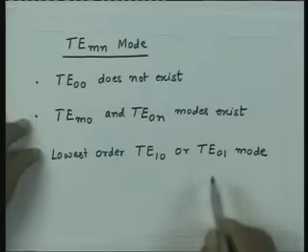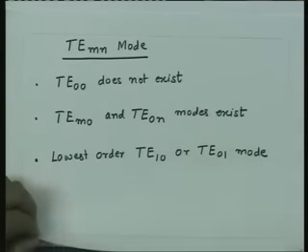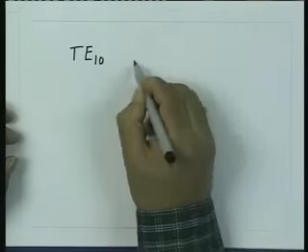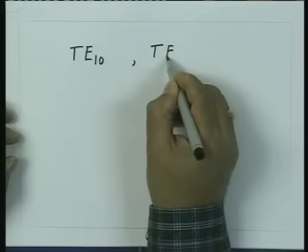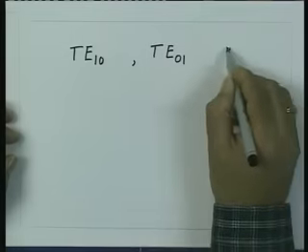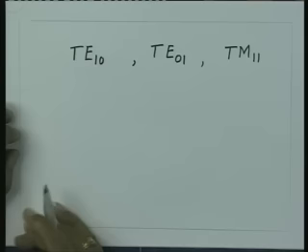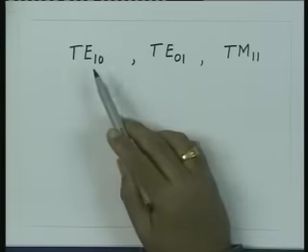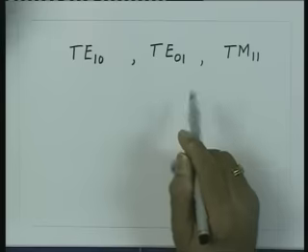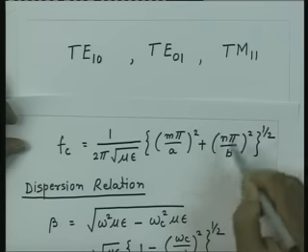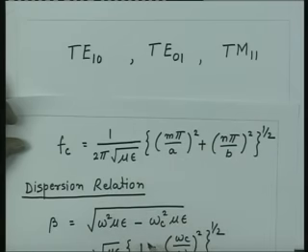One is TE10 mode, TE01 mode, and TM11 mode. So, we can take mode TE10, we can take TE01, and we can take TM11. These are the lowest indices possible for the TE and TM modes. The cutoff frequency for TE10 mode would correspond to n equal to 0 and m equal to 1.